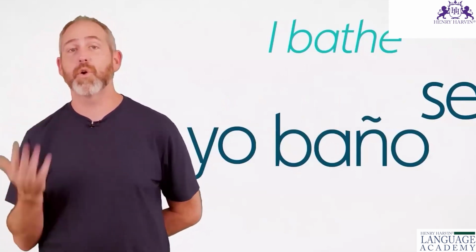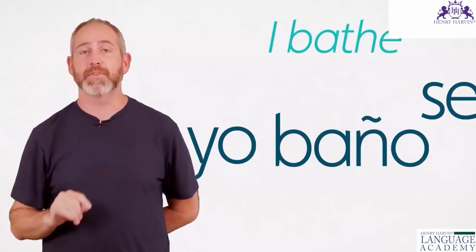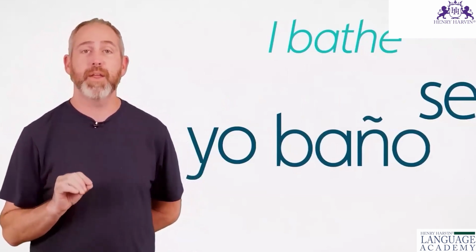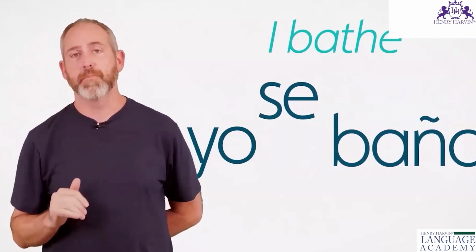Okay, but what about that se that we put off to the side? We can't just throw it away. We have to put it back into the sentence. So here's what we're going to do. We're going to put it in front of the verb, which is baño. It always goes in front of the verb for now.